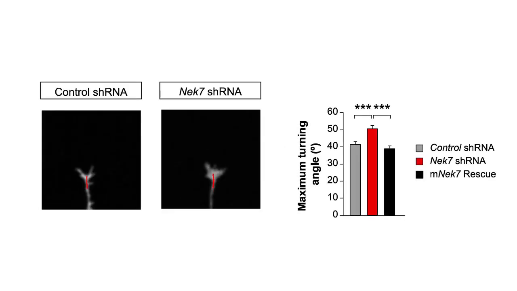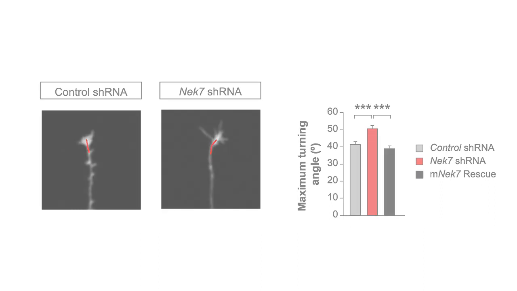To examine whether the deficit in microtubule growth led to alteration in axon development, we explored the dynamic behavior of axon in vitro. We observed that Nek7 depleted growth cones have increased turning angle, which suggests that the steering of the axon is affected by the lack of Nek7.